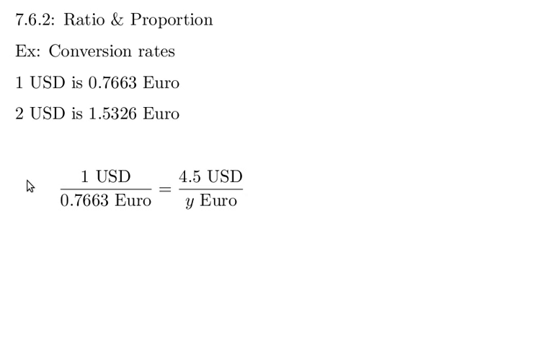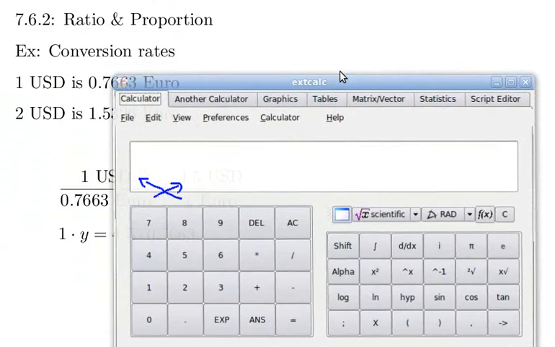So what we can do is we can cross multiply. We'll have this y here, so we'll have 1 times y, and this 4.5 times 0.7663, and then we can pull out a calculator. I'll just go ahead and pull out this calculator.